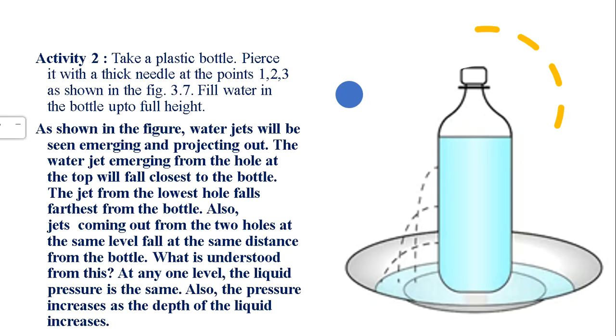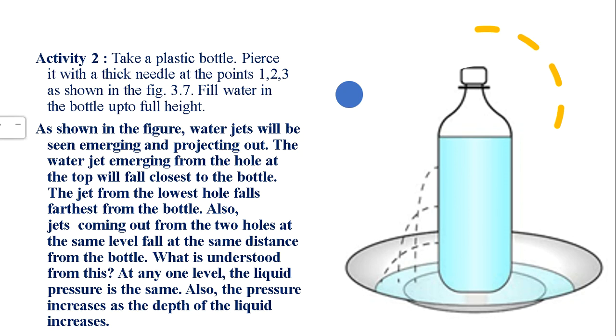In this figure you observe that a plastic bottle is there. So we have to take a plastic bottle and make a hole with a thick needle at the 3 points given as 1, 2 and 3 as shown in the figure. Fill water into the bottle up to the full height. As shown in the figure, you can observe that water starts flowing and projecting out. The water flowing from the hole at the top will fall closest to the bottle, while the water flowing from the lowest hole will fall farthest from the bottle.